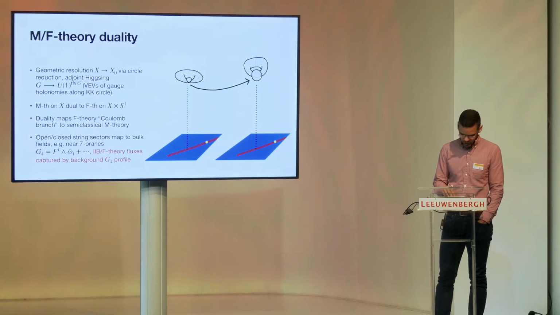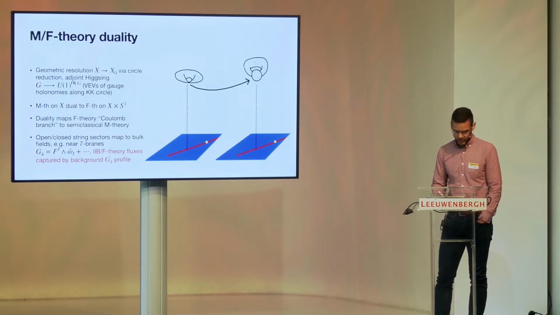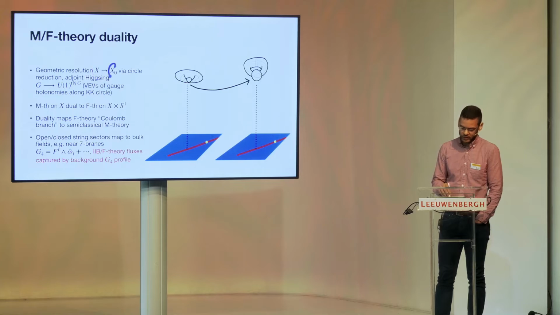So this will introduce some adjoint Higgsing. It'll break the gauge group, generically speaking, to U(1), to the maximal torus. It's just a product of U(1)s. And there's a dual description of the setup, which is F theory on X, where X is now what I'll use to denote the resolution of the singular background X naught.